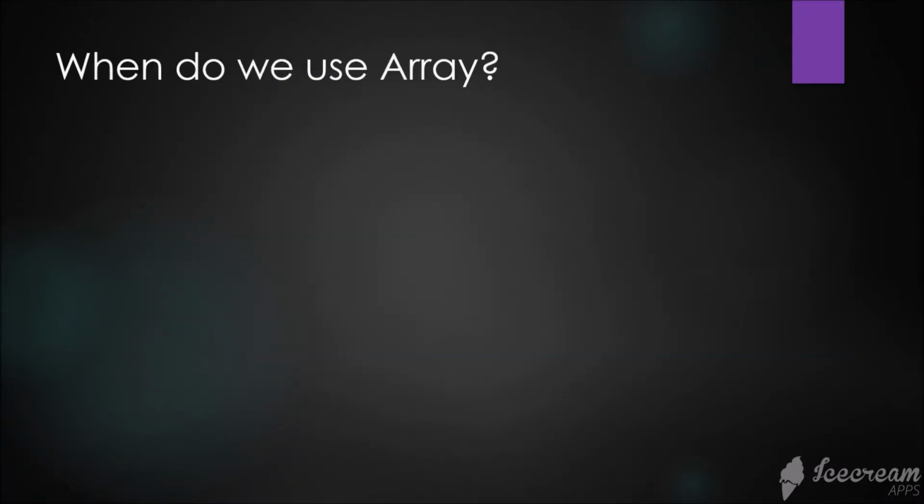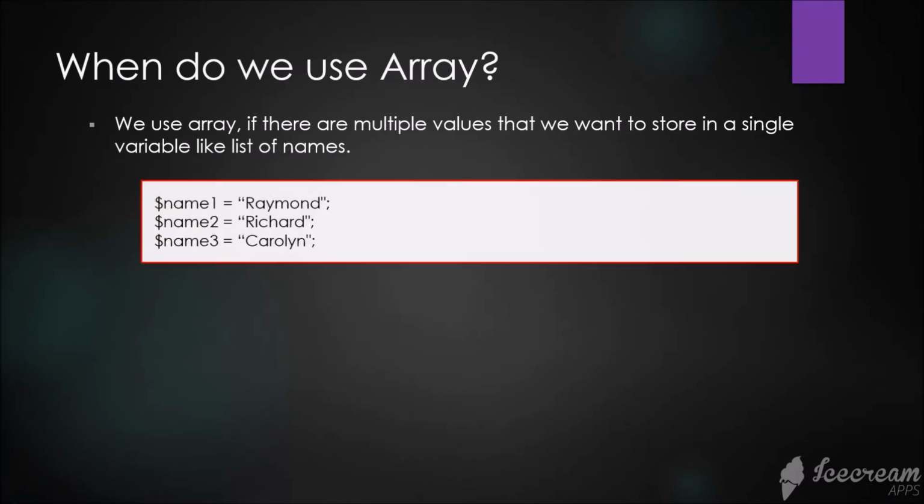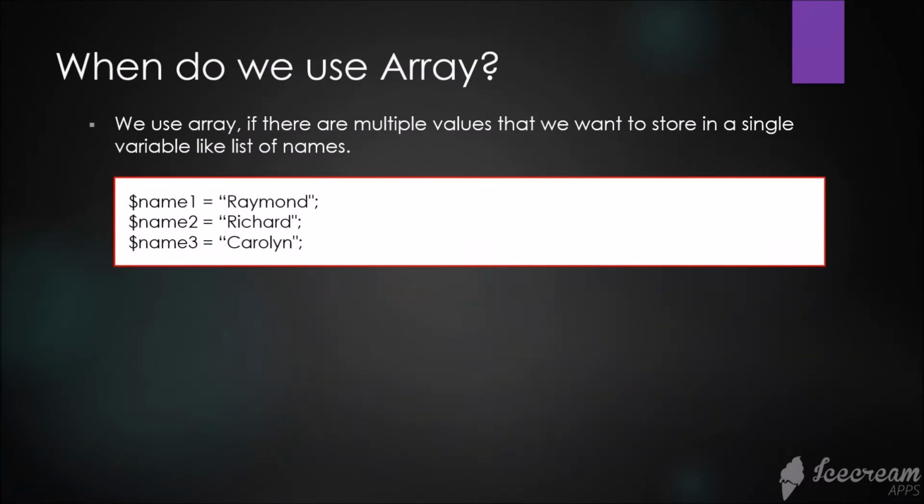Okay, so when do we use array? We use array if there are multiple values that we want to store in a single variable, like a list of names. Okay? So normally, what we do if we want to list the names currently is we declare the variables, like this: name 1, name 2, name 3. Okay? That's what we do for now.